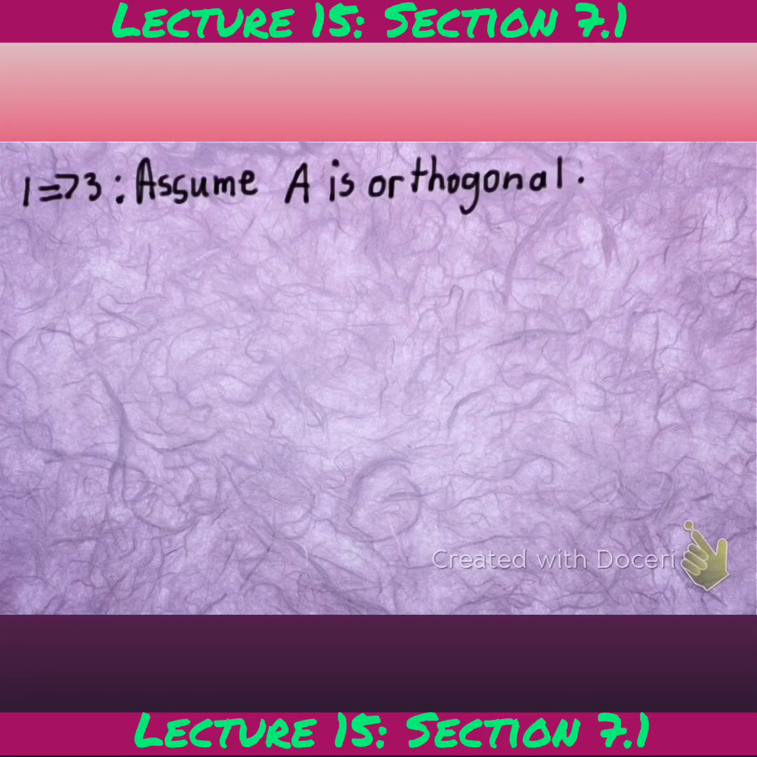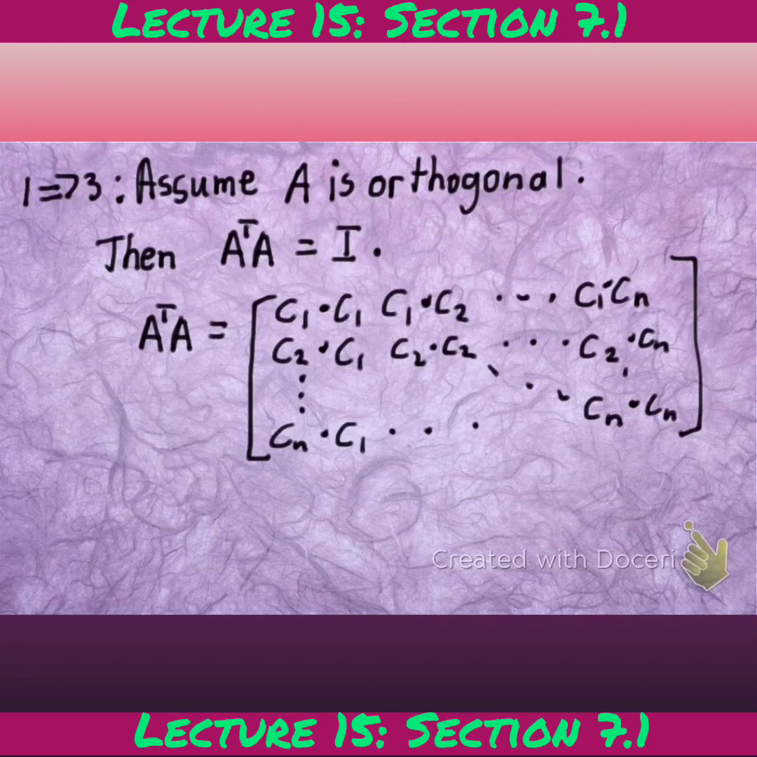Right, so let's just prove that 1 implies 3. So let's again assume A is orthogonal. Then we again have that A's transpose times A is the identity matrix. If we go and work this out, A's transpose, remember now the rows become my columns and the columns become my rows. So the rows of A's transpose are going to be the columns of A. So if we go and work that out, the C's indicate the columns of A.